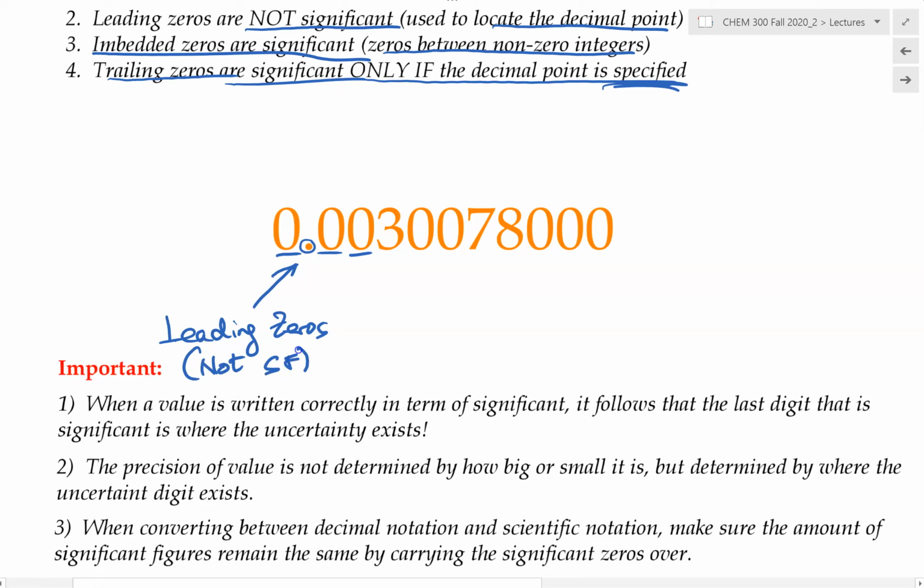SF stands for significant figures. Now moving on to this number 3, this number 7, and this number 8 right here. These three values, of course, are significant because they are non-zero integers, right? So all of these are significant.